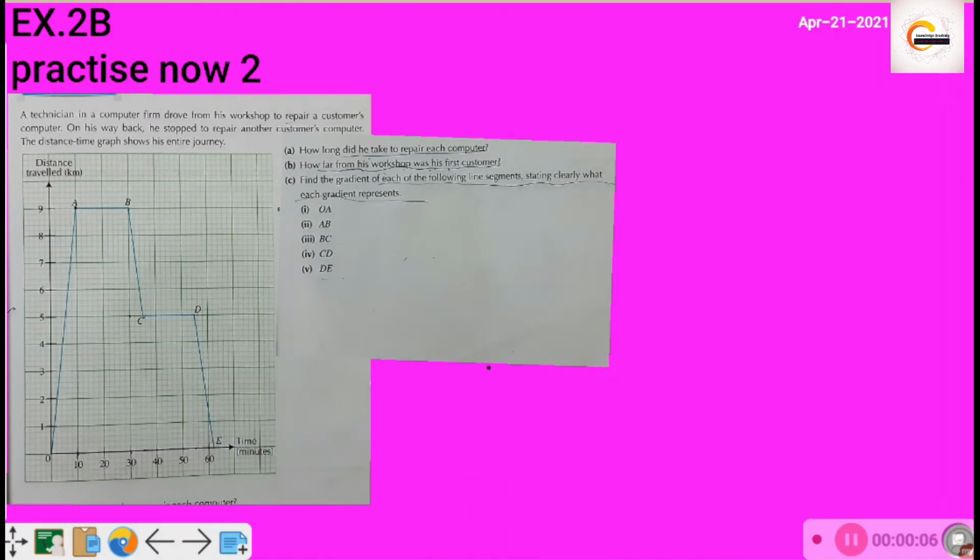Practice now number 2. A technician in a computer firm drove from his workshop to repair a customer's computer. On his way back, he stopped to repair another customer's computer. The distance time graph shows his entire journey. In part A, we have to calculate how long he took to repair each computer.